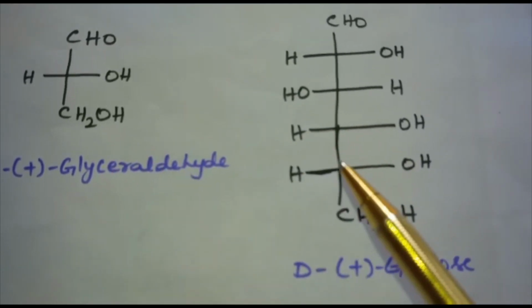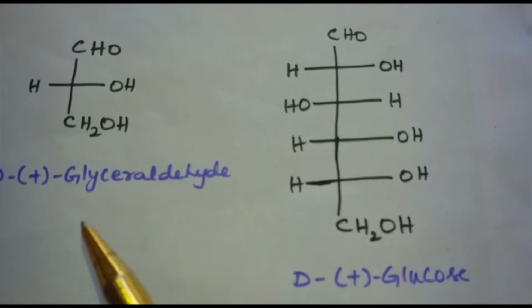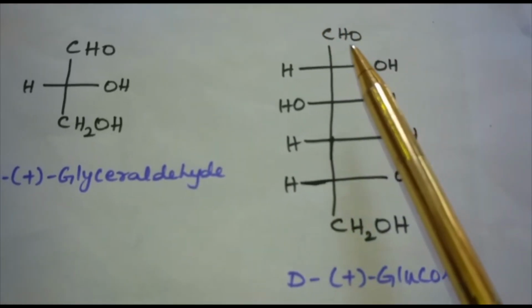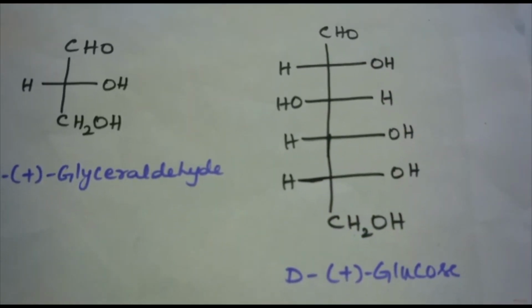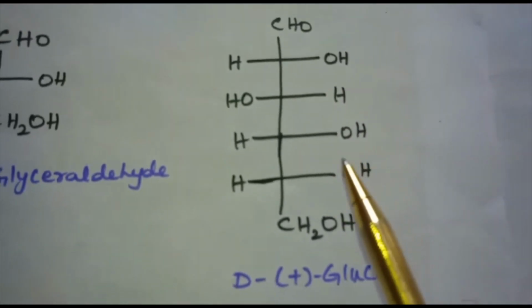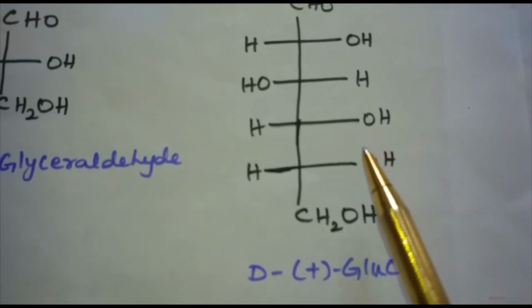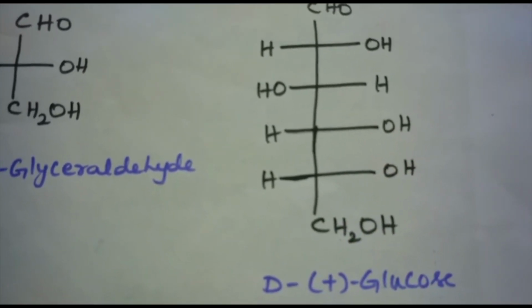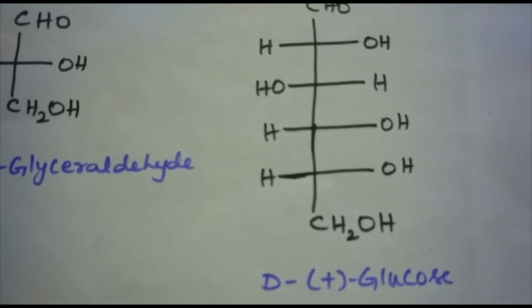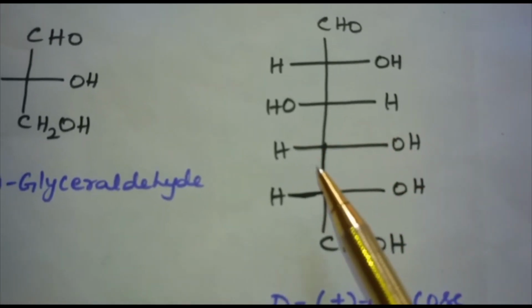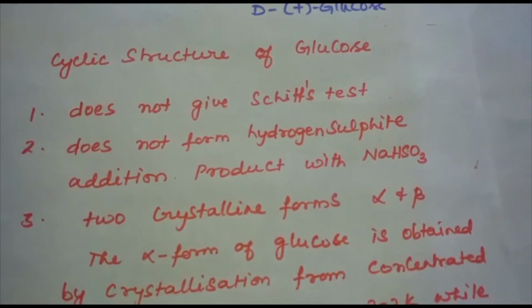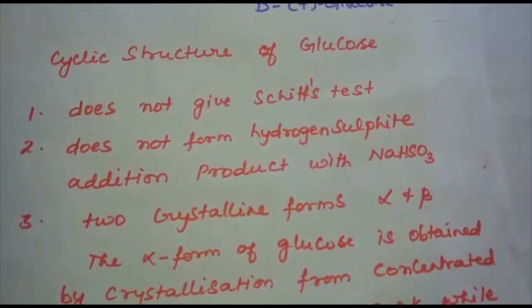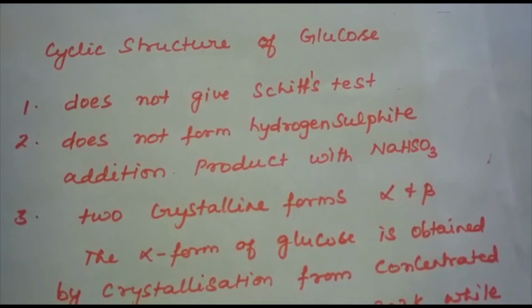For this comparison, the structure is written in such a way that the most oxidized carbon is at the top. This structure of glucose explains most of its properties, but the following reactions and facts, which we are going to discuss now, could not be explained by this structure. What is the need for proposing a cyclic structure of glucose? The reasons we are going to discuss now.